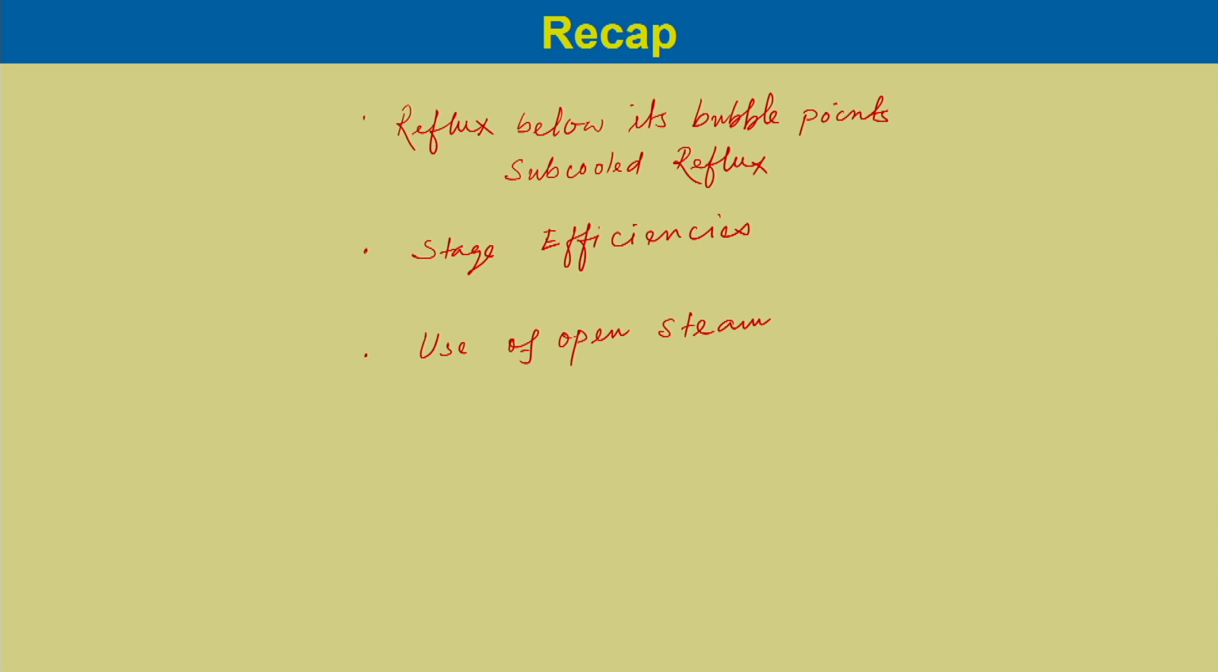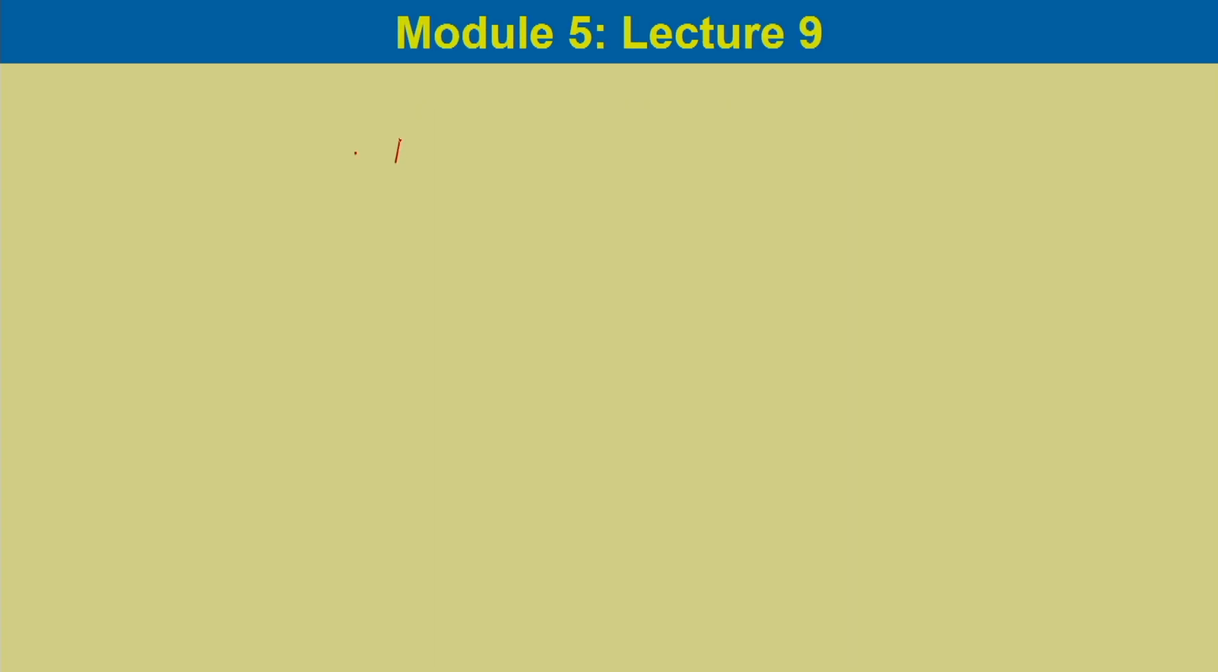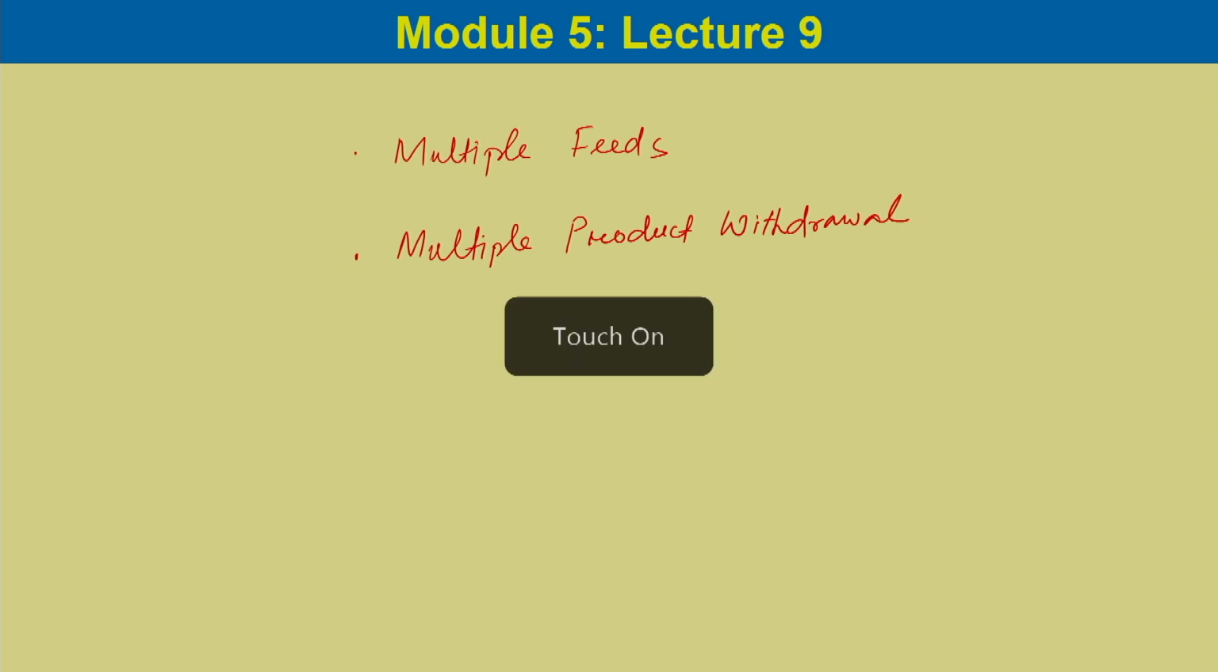So, in this lecture we will consider two important things. One is multiple feed, and the second thing we will consider is multiple product output. So, multiple product withdrawal. So, let us start our discussion with multiple feeds.